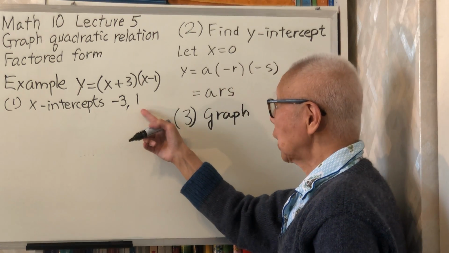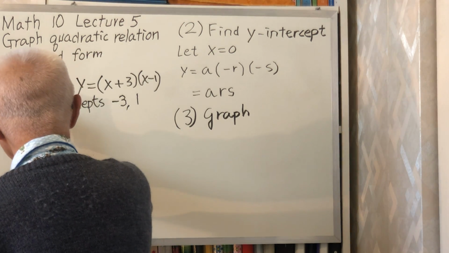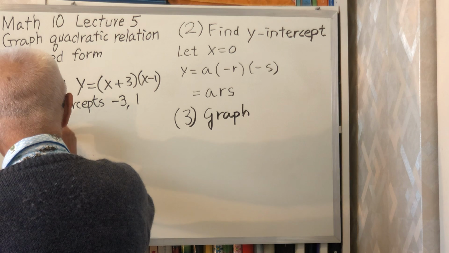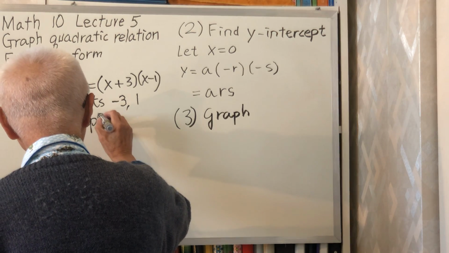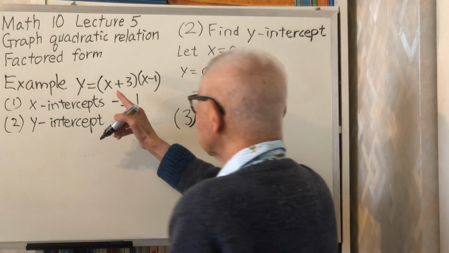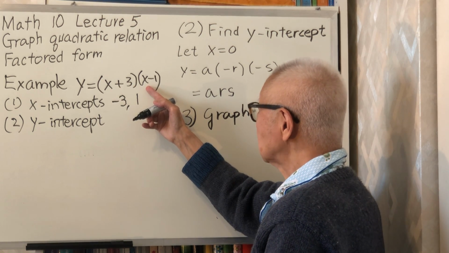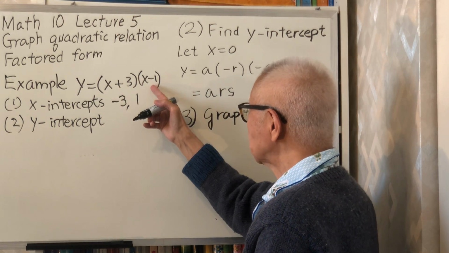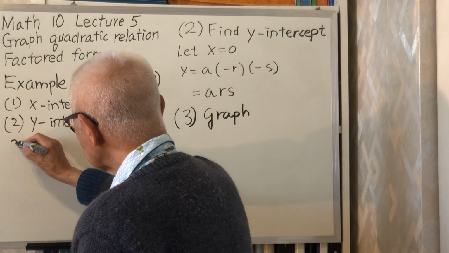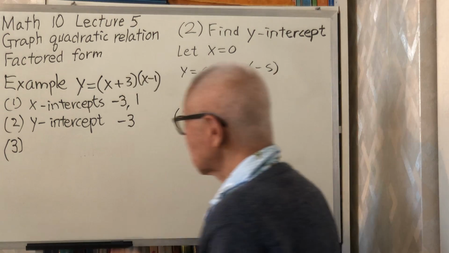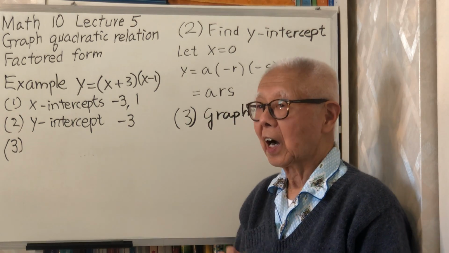So I have two x-intercepts. Y-intercept: you let x equal 0, so y is equal to 3 times -1, which is -3. I have the x-intercepts and y-intercept. Then I can graph.